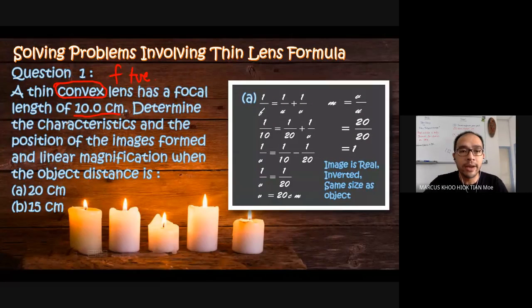Now determine the characteristics and the position of the images formed and linear magnification when the object distance is 20 cm. So the object distance is U. U equals 20. So 1 over 10, we use cm, it's okay to use cm, no problem at all. 1 over 10, and it is positive because it is a convex lens, equals 1 over 20, because it is a U, and we want to calculate 1 over V.